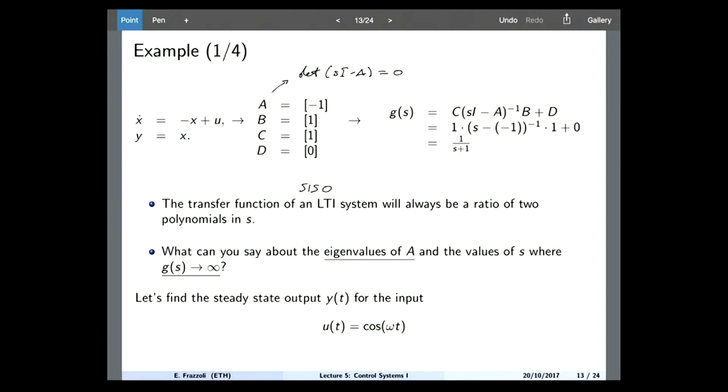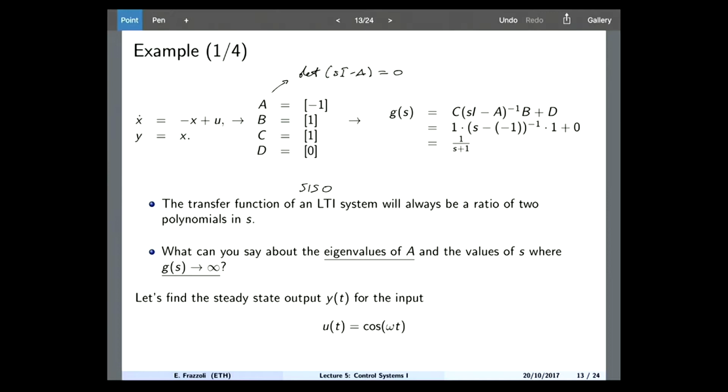Now, one of your colleagues was asking me, oh, but usually we write this as the determinant of A minus lambda I, or A minus sI. What's the difference? Does that impact the solutions? No, right? Because I can just as well multiply this equation by -1 and the solutions do not change, right?